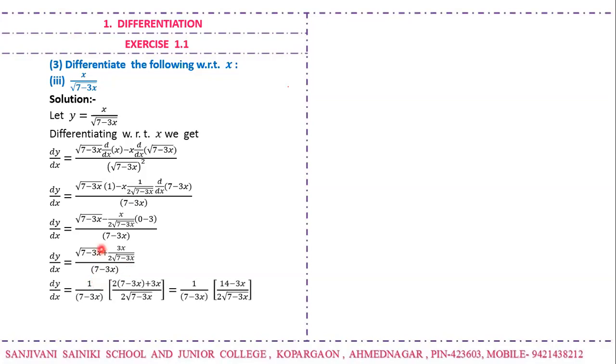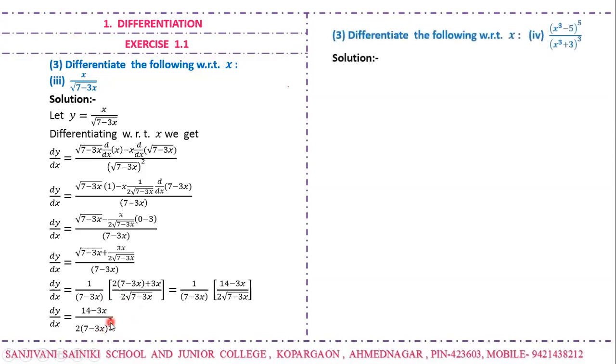Simplify, take the 1 upon 7 minus 3x common and here take the LCM of in this numerator, multiply divided by 2, multiply divided by 2 root 7 minus 3x. So you get this 1 upon 7 minus 3x into 14 minus 3x divided by 2 in root 7 minus 3x, that is 14 minus 3x upon 2 times this 7 minus 3x raised to 1 and root 7 minus 3x means 7 minus 3x raised to half. So 7 minus 3x raised to 1 plus 1 upon 2, that is 3 by 2.